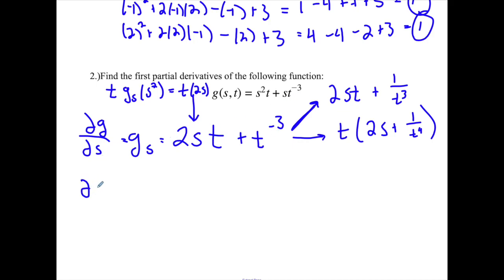Okay, how about now the derivative of g with respect to t? So that would be s squared, because you look at t, the derivative of t with respect to t is 1. Okay, then you have minus, so you have to bring down the 3.